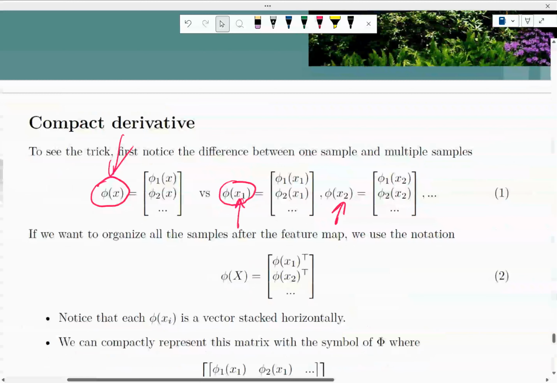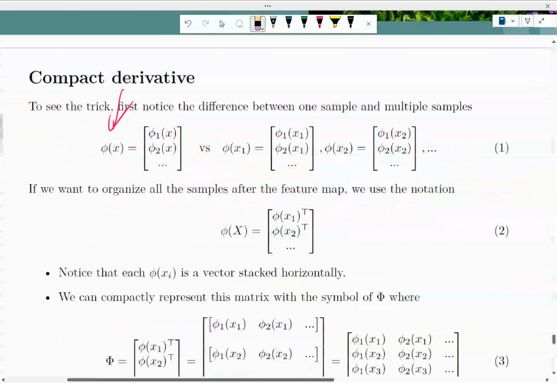Now, you need to notice the difference. Over here, the subscript is in the phi. These are the basis functions, and this is the feature map. Over here, we're using the feature map, and we're plugging in different samples. So when we plug x1 here, it's x1 for all the bases. We plug x2, it's x2 for all the bases.